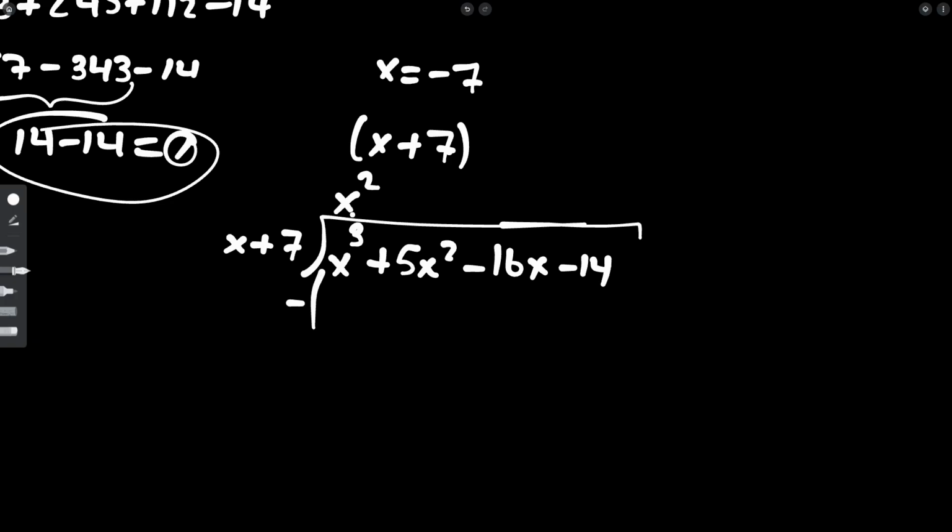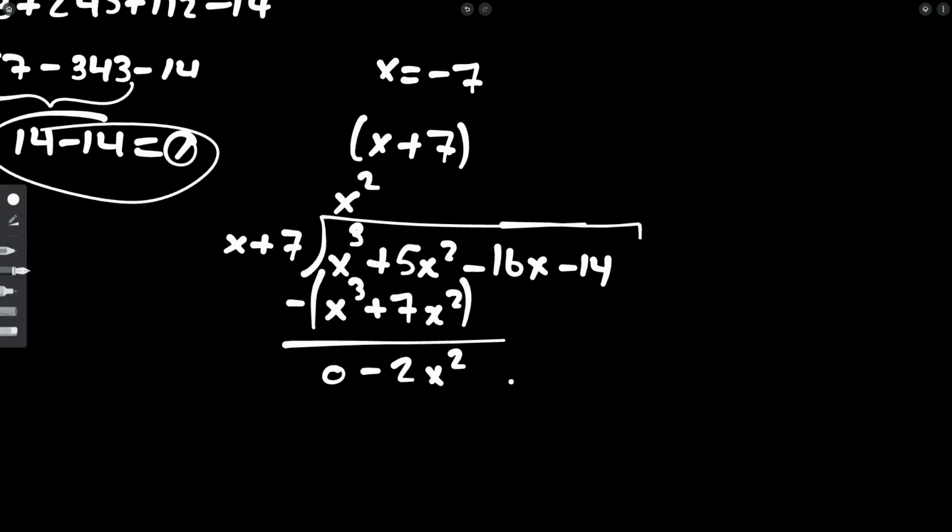Subtracting. x squared times x is x cubed. x squared times positive 7 is 7x squared. Subtracting this gives us 0 minus 2x squared. Now we bring this 16 down, and we do it again. For this x to equal negative 2x squared, we'd need to multiply it by negative 2x.